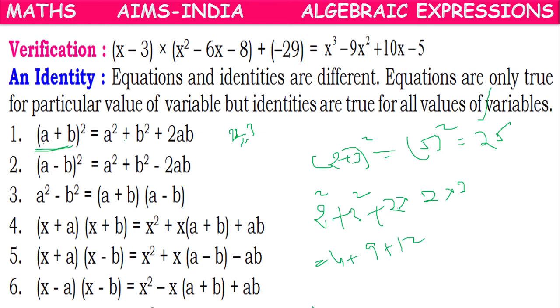4 times 3 is 12, 4 plus 9 is 13, 13 plus 12 is 25. So LHS equals RHS. The equation is true for the other two values.